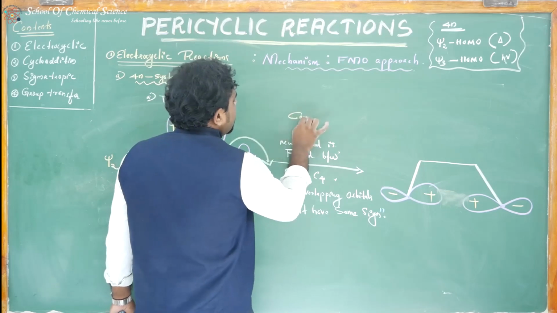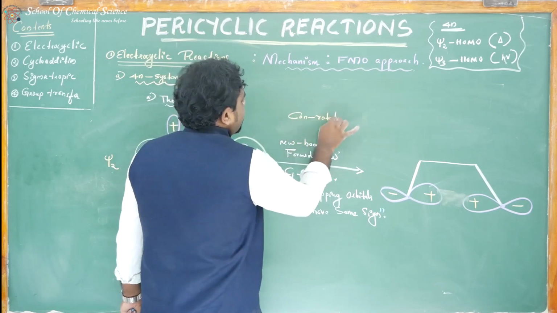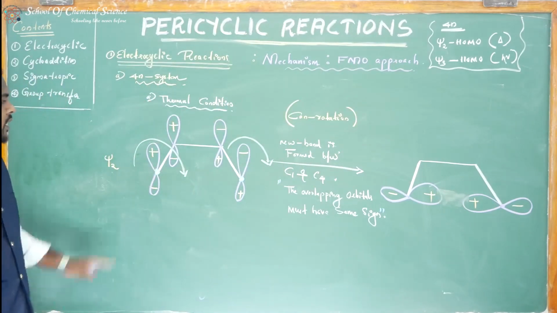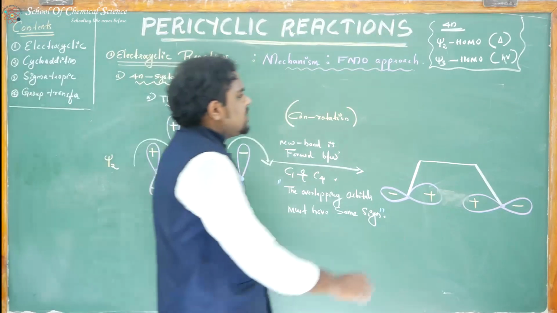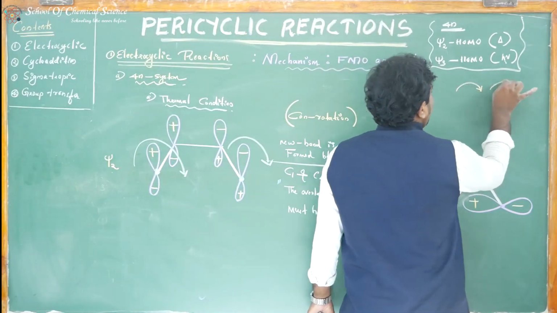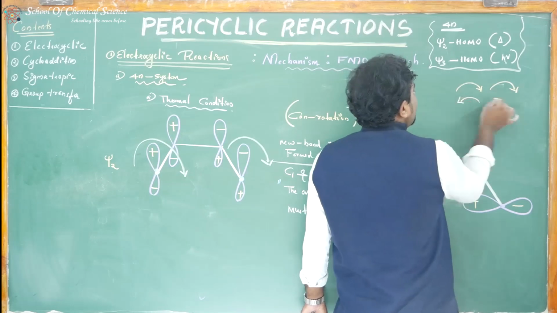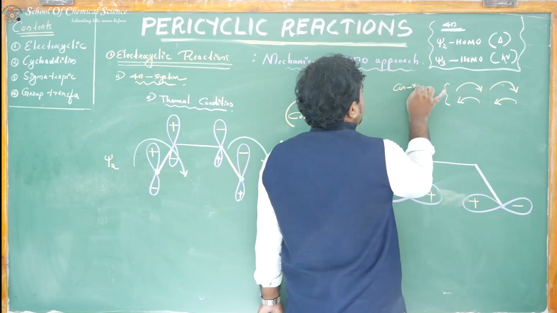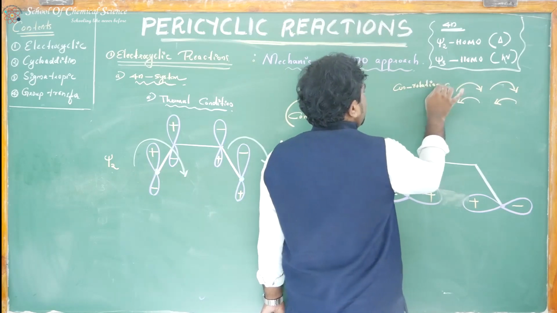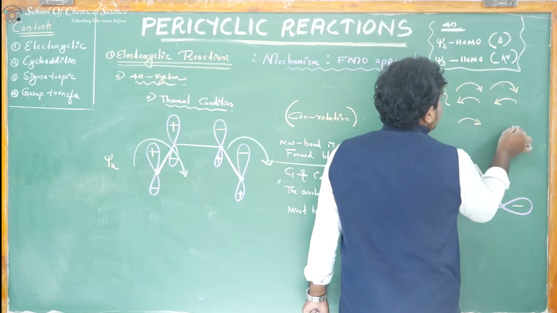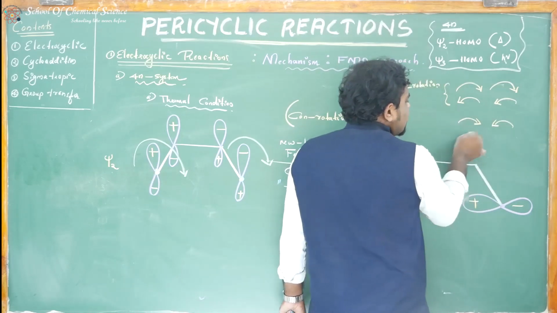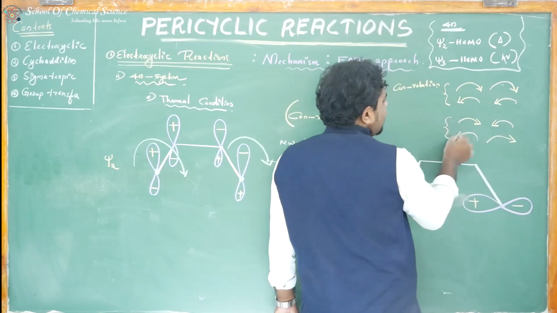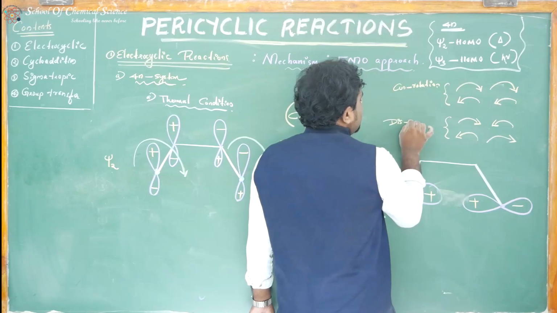That rotation is called conrotation. So what is conrotation? Conrotation means both rotations are clockwise or both rotations are anti-clockwise. These two are called conrotation. If one is clockwise and the other anti-clockwise, if the first is anti-clockwise and the second clockwise, that is called disrotation.